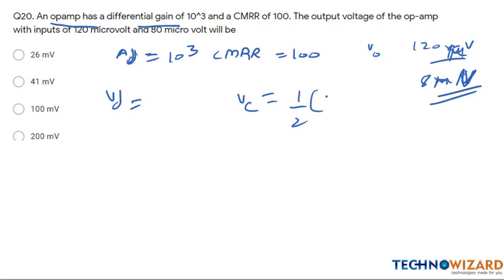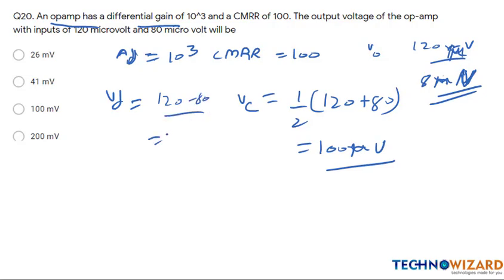Common mode voltage can be given as one half of 120 plus 80, which is equal to 100 microvolt, sorry. And similarly for differential, 120 minus 80, which is equal to 40 microvolt. This is how you can find it.